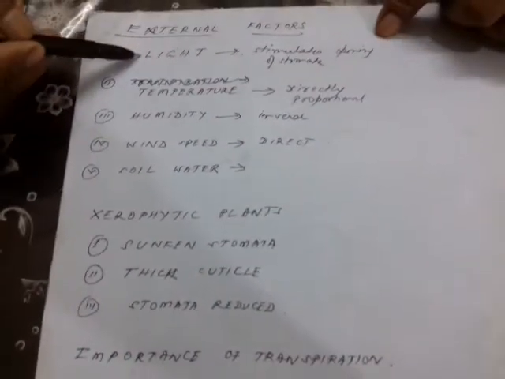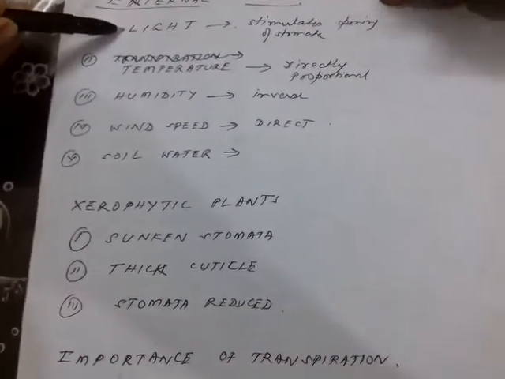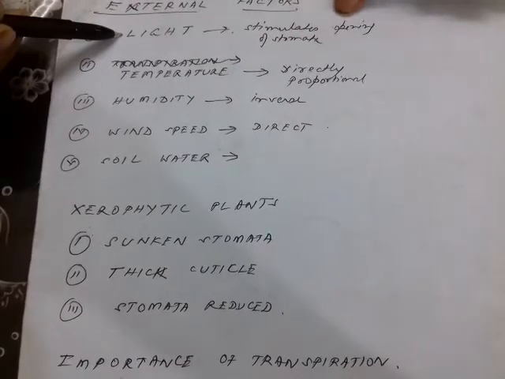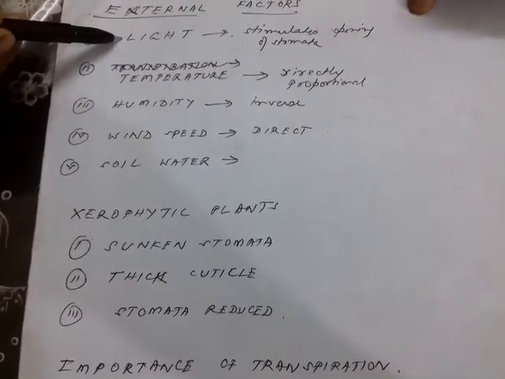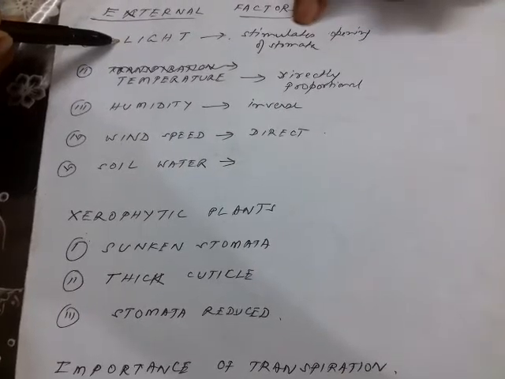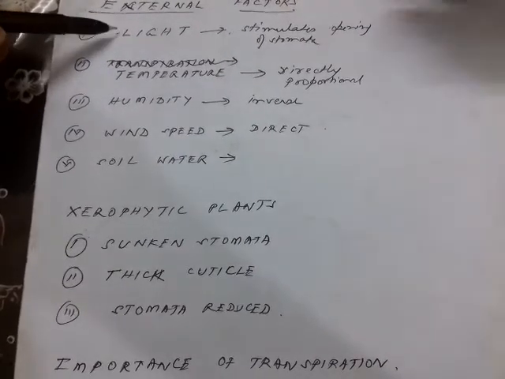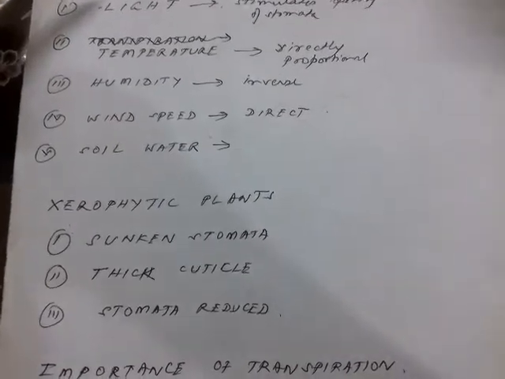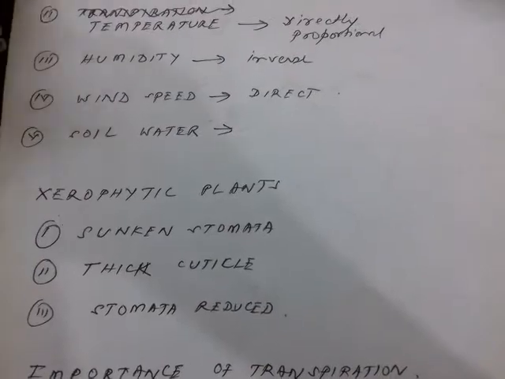Now some external factors are also there, like light. Light directly affects photosynthesis, so the more the light, the greater the rate of photosynthesis, the stomata will open, and it will increase the rate of transpiration, but of course to a certain limit, because too much light can also damage the stomatal apparatus. We are going to discuss these external factors in the next class, because we have to take up this shortage of time.